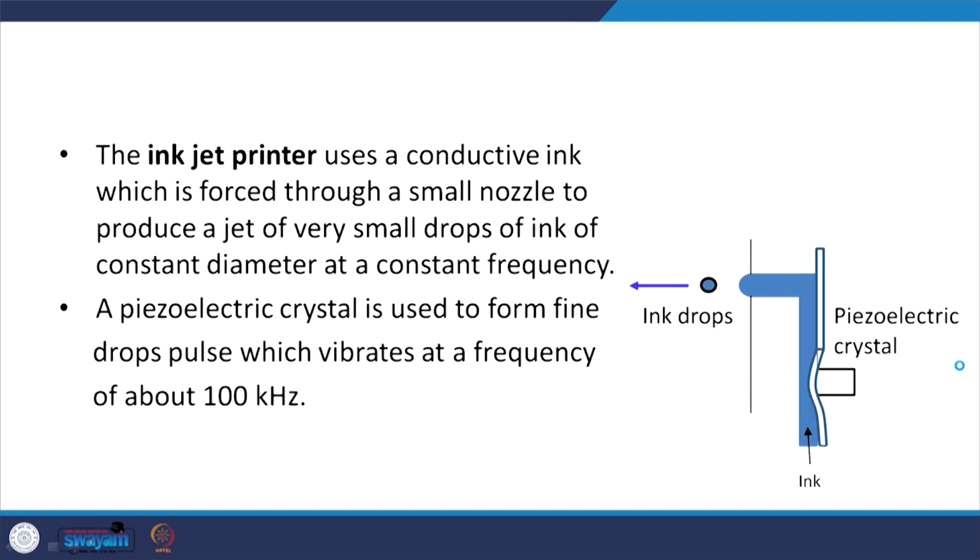The inkjet printer uses a conductive ink which is forced through a small nozzle to produce a jet of very small drops of ink of constant diameter at a constant frequency. A piezoelectric crystal is used to form the drops, which vibrates at a frequency of around 100 kilohertz. So, you can see over here, ink is passed from here, the piezoelectric crystal is used to vibrate it, and here you get the ink drops. This is the principle of the inkjet printer.